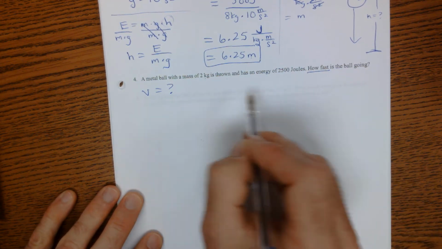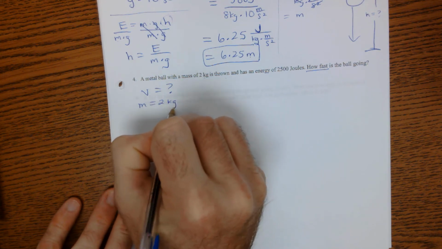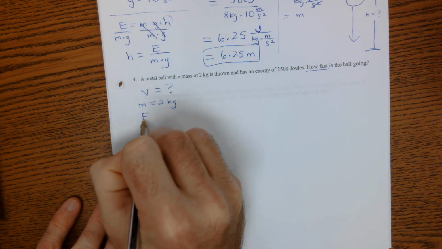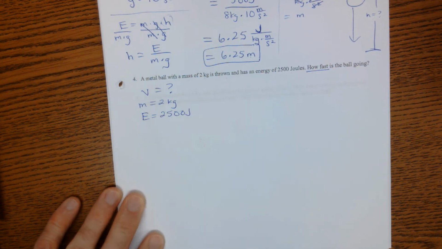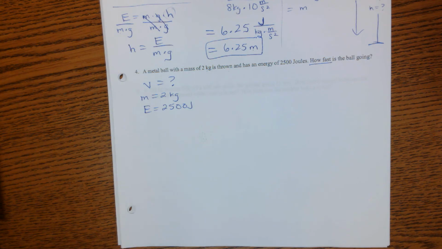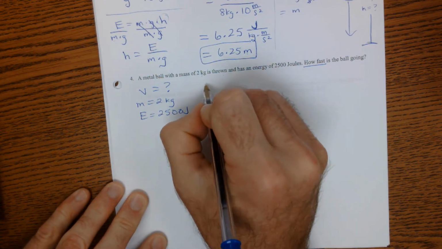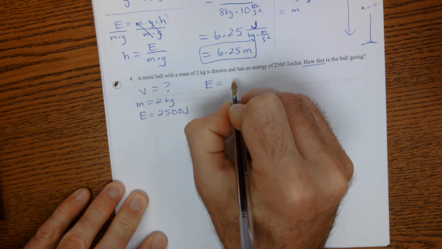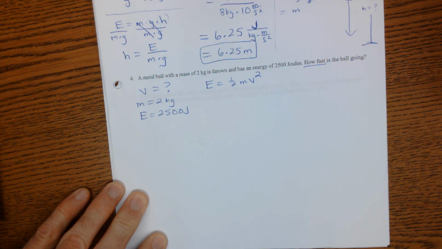Well, how do we solve this? Well, let's write down what we have. We know the mass of this ball is 2 kilograms, and we know the energy is 2,500 joules. Okay, not too bad. I know the kinetic energy formula is energy equals 1/2 mv squared.